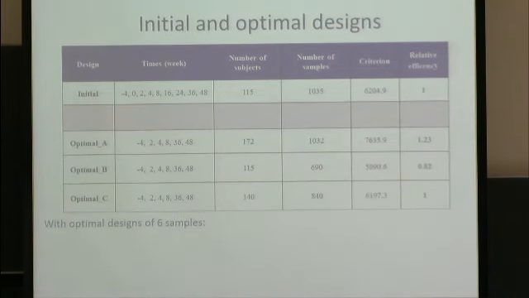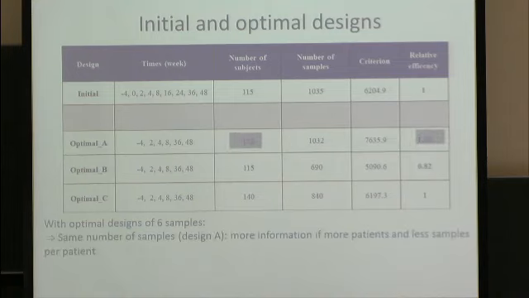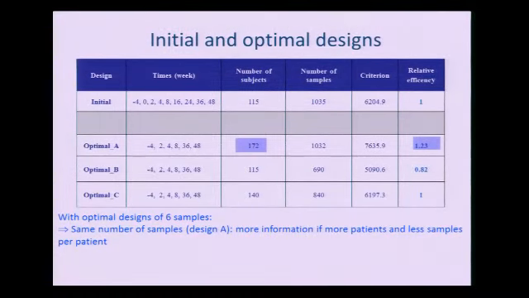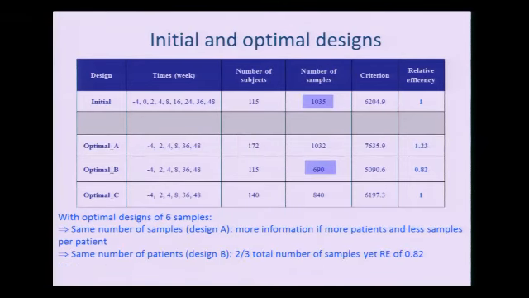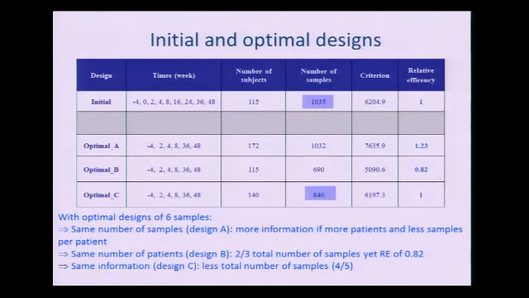Here are the results comparing all these designs. We find that a design with 6 sampling times instead of 9 should be performed in more patients, but has a greater efficiency than the initial design. If you go down, for a design with the same number of patients, you have less efficiency, but much fewer samples. And if you want a design with the same efficiency, you'll have more patients, but fewer samples.